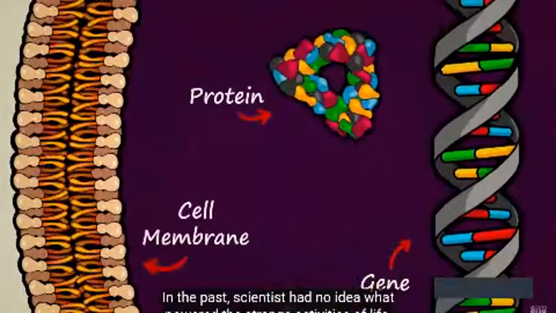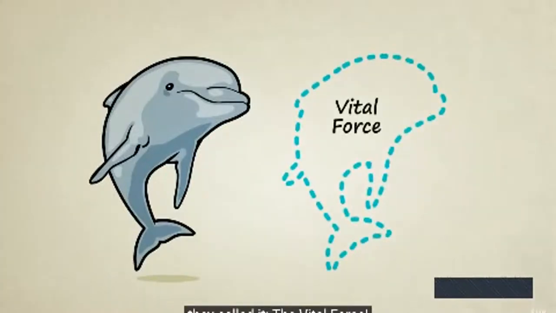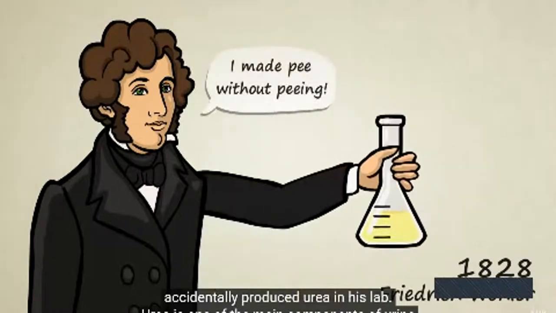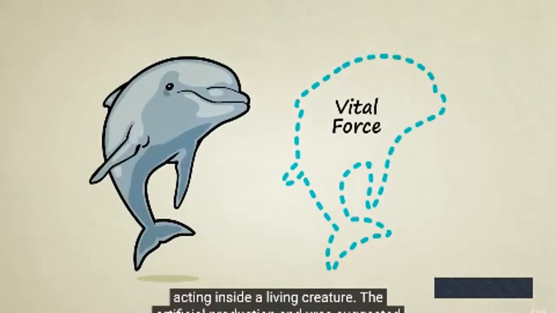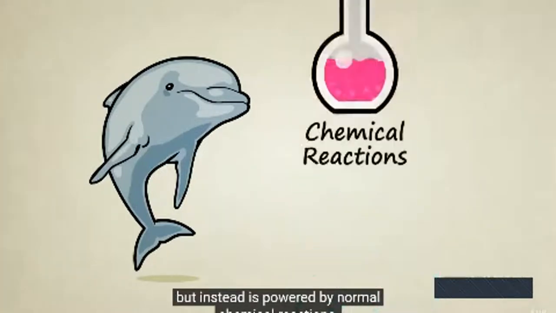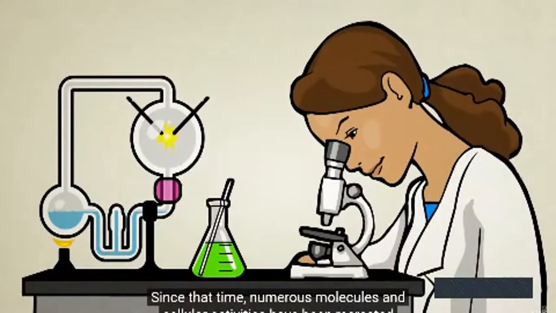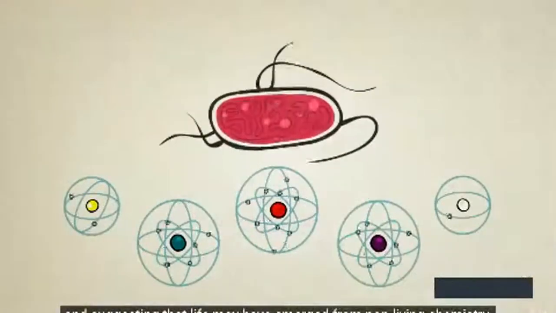In the past, scientists had no idea what powered the strange activities of life and produced its unique chemicals. They concluded that life must be fueled by a mysterious energy they called the vital force. In 1828, a chemist by the name of Frederick Wöhler accidentally produced urea in his lab. Urea is one of the main components of urine, one of many chemicals that the scientists of his time thought could only be produced by the vital force acting inside of a living creature. The artificial production of urea suggested that life might not be powered by a mysterious force, but instead is powered by normal chemical reactions which could be studied and understood. Since that time, numerous molecules and cellular activities have been recreated in the lab, clearly demonstrating that life is powered by normal chemical reactions and suggesting that life may have emerged from non-living chemistry.